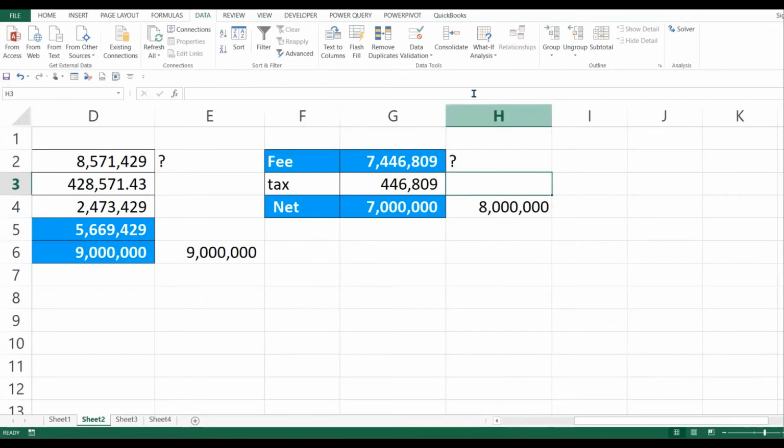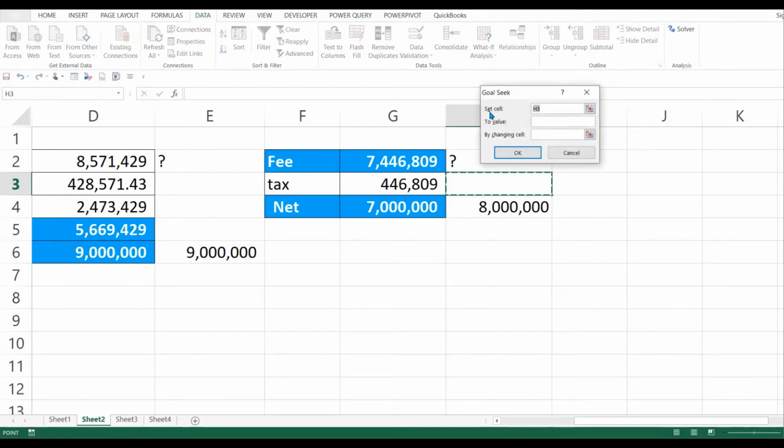So if I want a net of 8, what should my fee be? Quick way of doing it, go to data, what if analysis, goal seek. Set cell. What am I setting? The cell I'm setting is this cell here. My result is in cell G4. I'm setting G4 as my result. To what value? This is the 'to value'. So what do I want the result to be? I want the result to be 8 million.